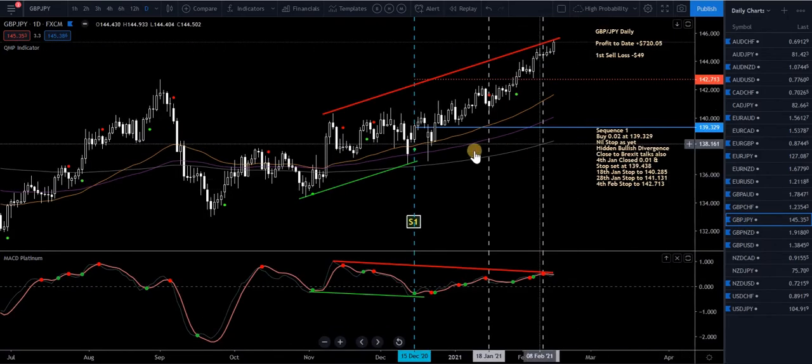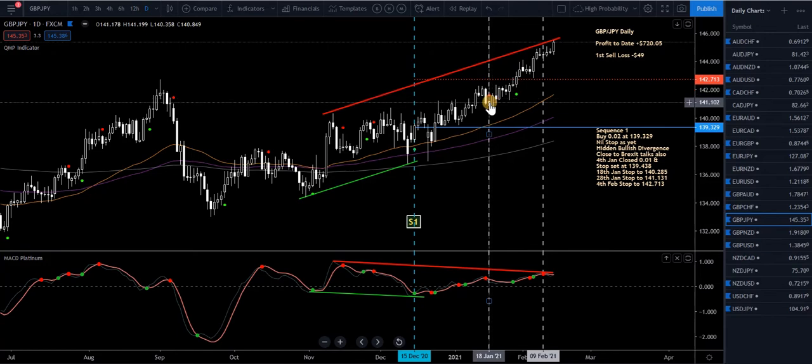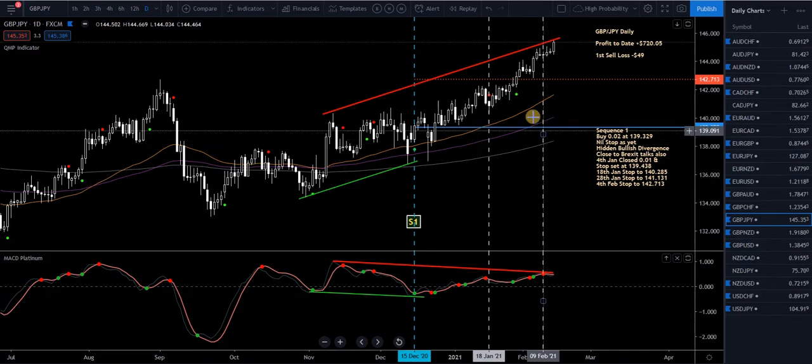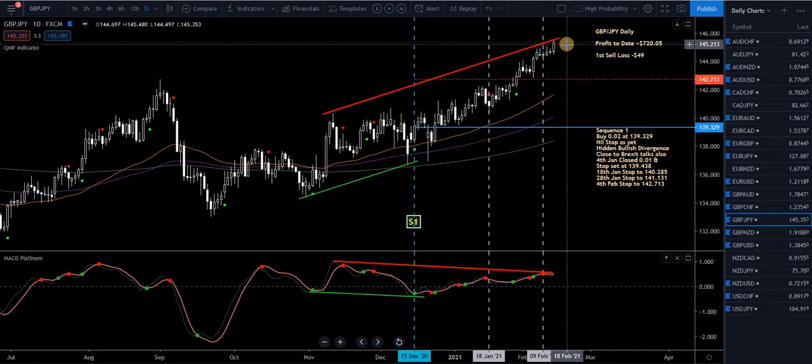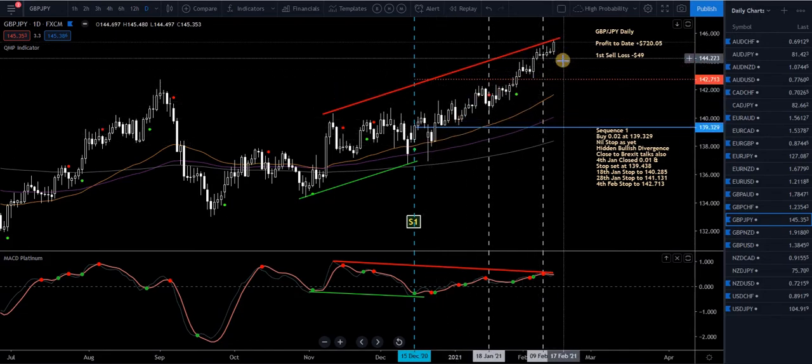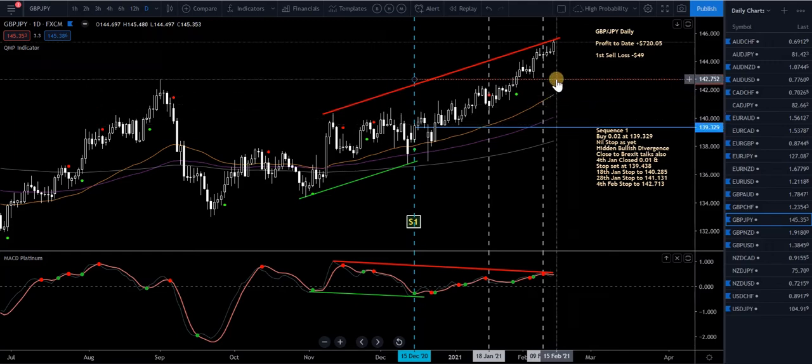Pound Yen in a buy all the way from back here. Took a sell in here, lost on that, you can see by my notes there. Just moving the stop up on the buy, so slowly just trailing up there. So it's locking in plenty of profit between the entry and now the stop, already closed half. So going all right, the Pound Yen.